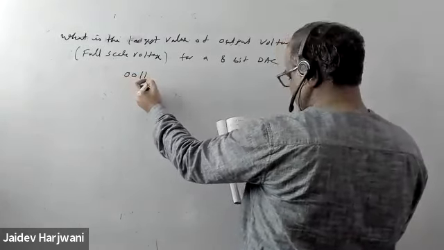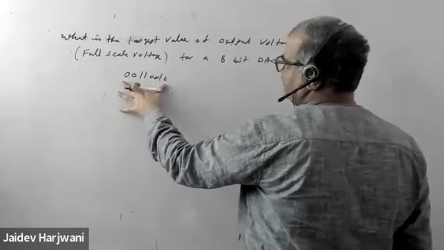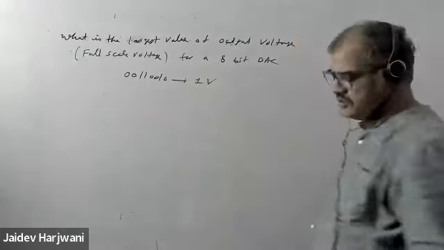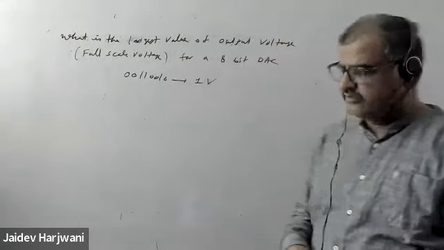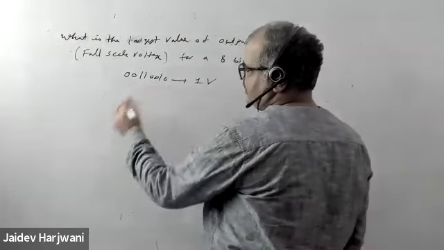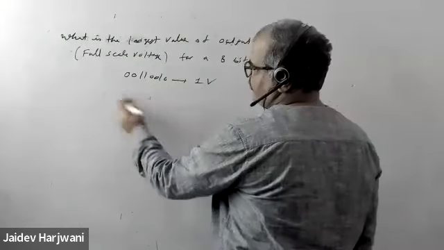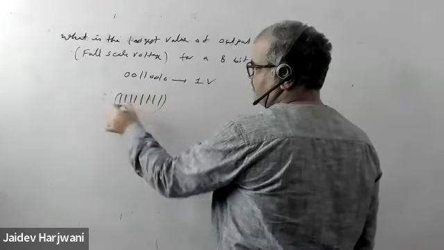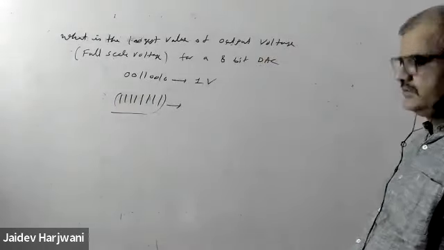So an 8-bit converter means 8 digits: 1 2 3 4 5 6 7 8. The 8-bit D2A converter produces 1 volt for this digital input, 00110010. So what is the full scale voltage? Full scale means 8 ones, 11111111. What is the value corresponding to this full binary input? How will you do it?